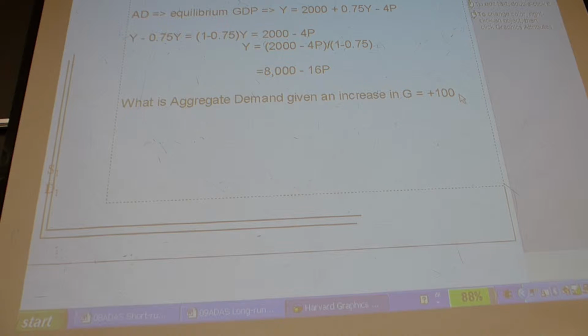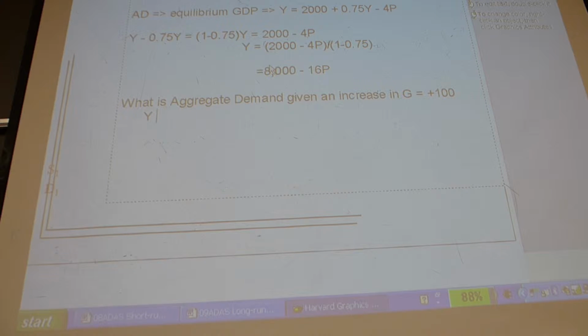Yeah. 8,400 minus 16p. Now, you'll notice therefore, when I give you some questions subsequently, I must first of all give you this. I can't give you aggregate demand. You might say, why doesn't a guy give us aggregate demand? It's easy to solve, but I'm not going to give it to you, because you need to know what the multiplier is. You need to be able to do what I just did here.